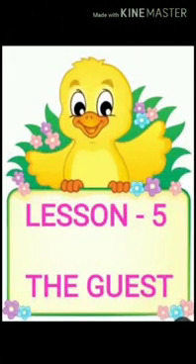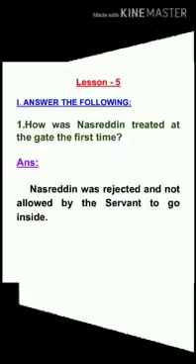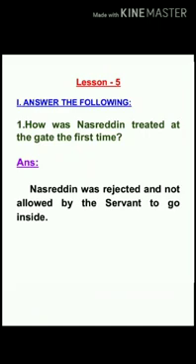Students, next we are going to read chapter 5, the guest lesson question answers. Shall we start, my dears? See the first Roman letter. Answer the following. First question. How was Nasruddin treated at the gate the first time? Answer. Nasruddin was rejected by the servant and he did not allow Nasruddin to go inside.